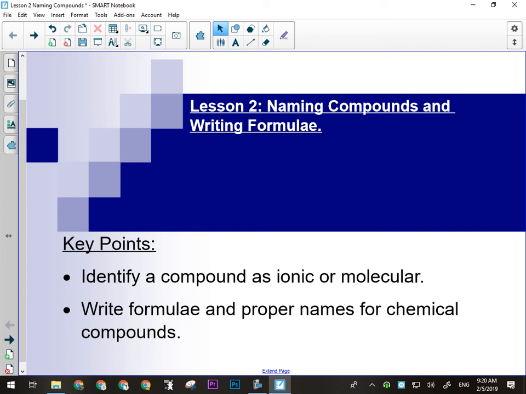The other thing we got to be able to do is write the proper formula and proper names for all of these chemical compounds. That's the part that will be mostly review, but there's a couple of things that I'm going to add that you haven't done before.